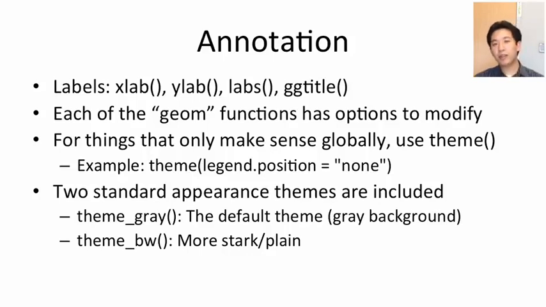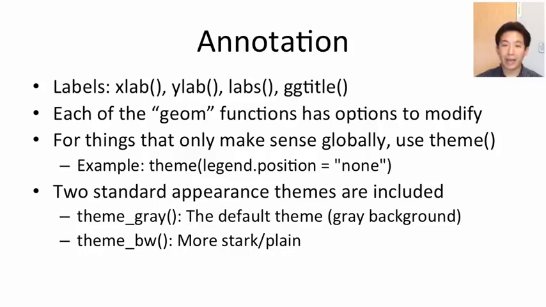Okay, so once you've made your plot, often you want to modify things like the axis labels and the titles and other kinds of plot metadata. And so there are a number of functions for doing that. For the labels, there's the xlab function, the ylab function, and the ggtitle function. Those are all used to specify the X label, the Y label, and the title.